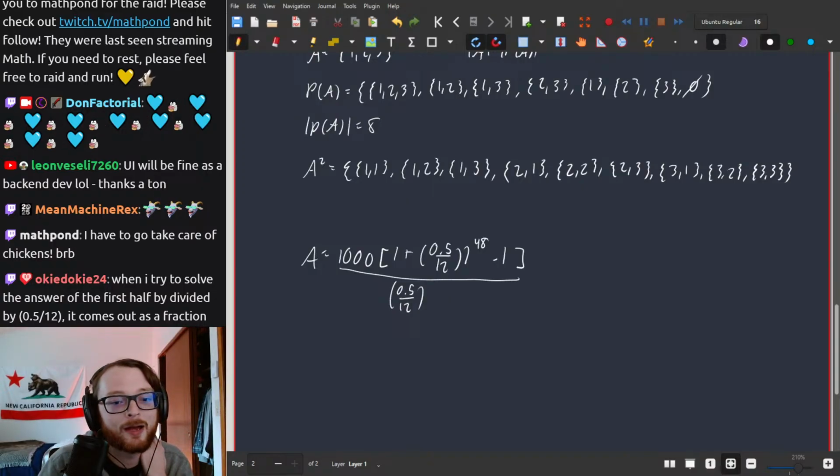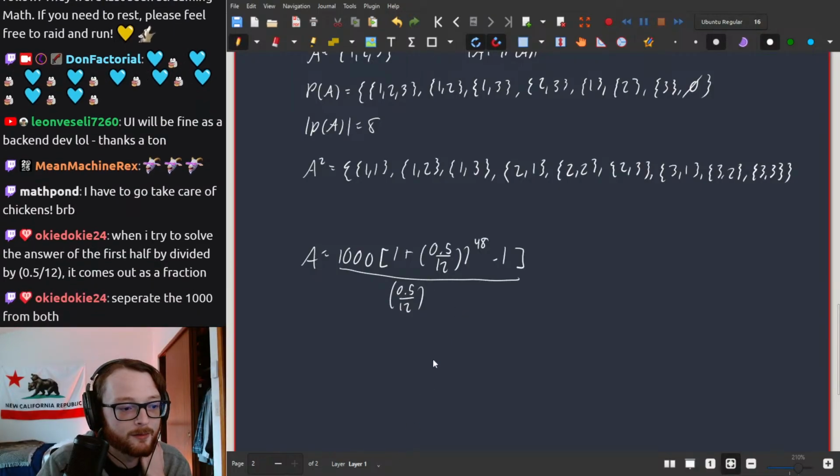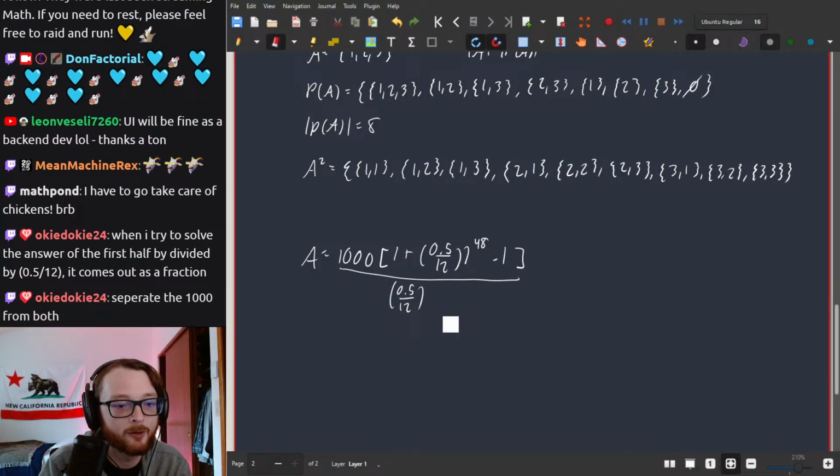It's been a long time since I've had to use a calculator, to be honest. Back in my day, calculators just always give you a decimal. I think there's usually a button that converts fractions to decimals, though, if that's what you want. I separate the 1,000 from both? Oh, okay. Maybe just out in front like that.